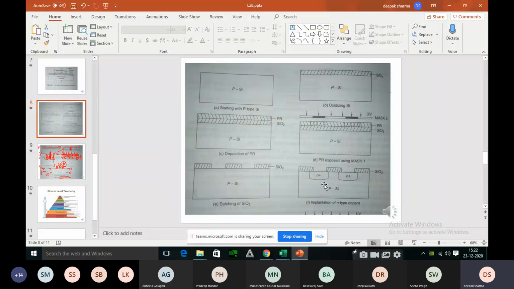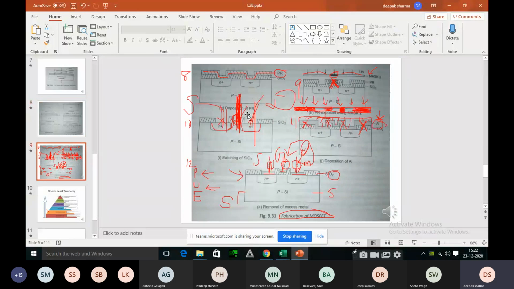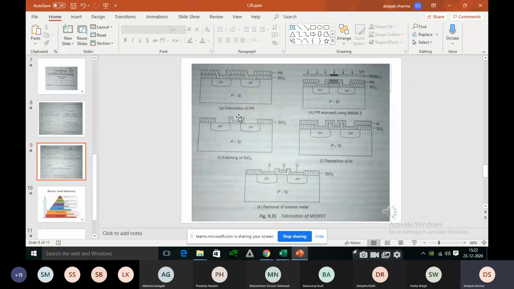Then you have to ion implant. Why did you etch? Because you wanted something there, right? So that something can be achieved by ion implantation or doping of N plus, correct? I'm going a little faster because these things are very easy. After that, again you want something, correct? For that, again you will develop photoresist, then use the mask, apply the UV radiations, and then again etch.